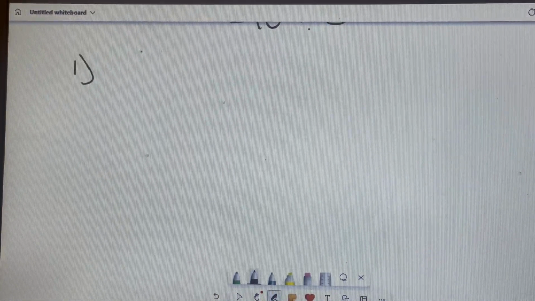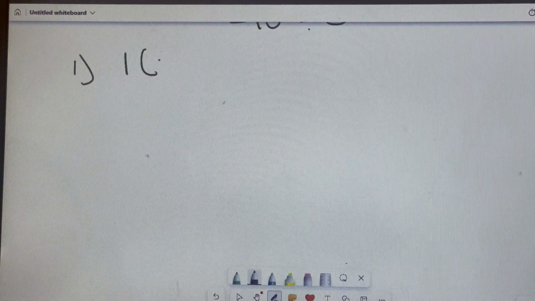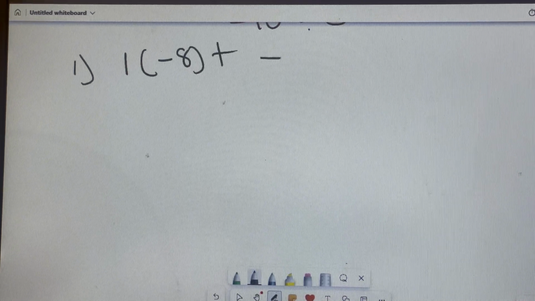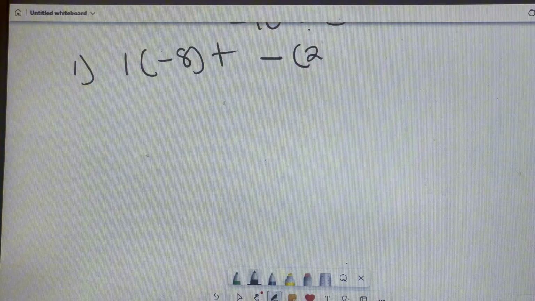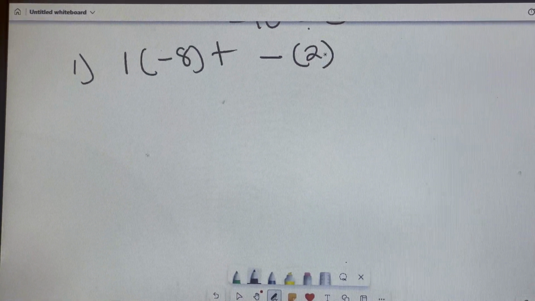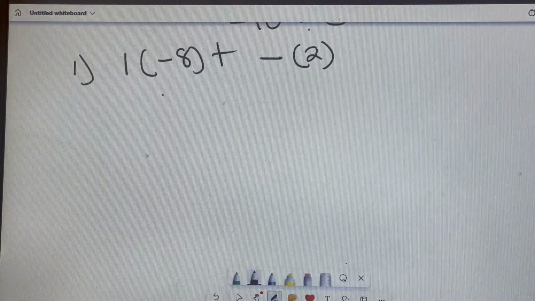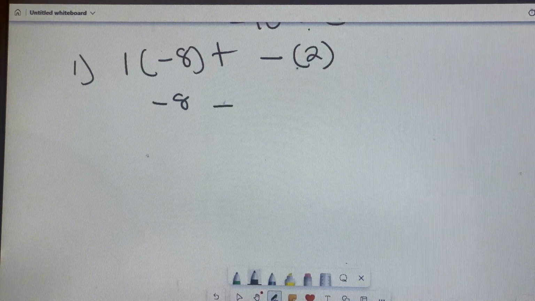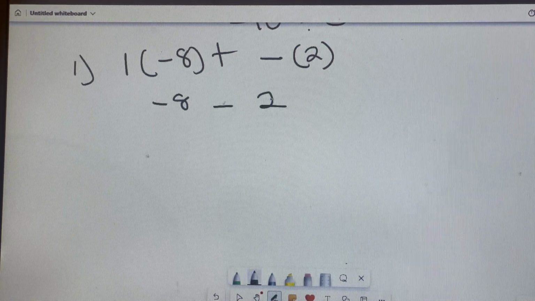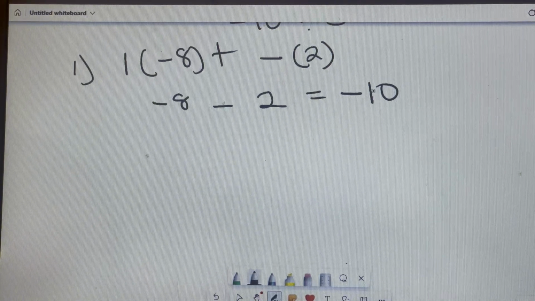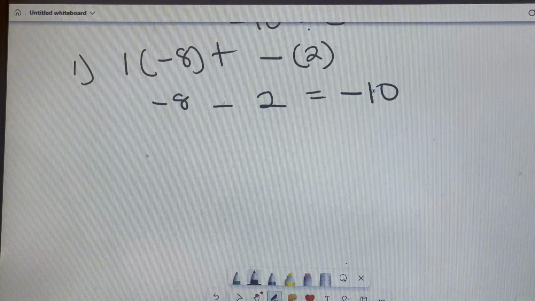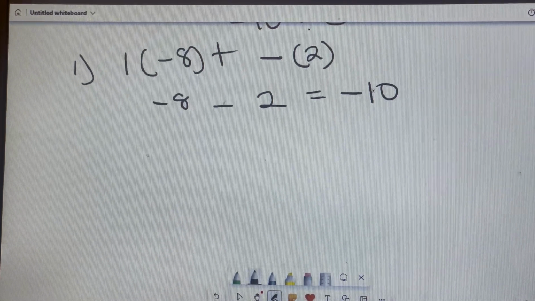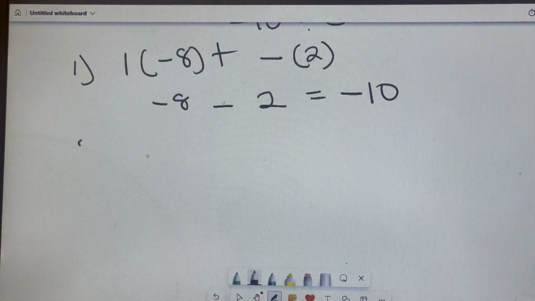Question number 1: 1 multiplied by negative 8 plus negative 2. So 1 multiplied by negative 8 is negative 8. Plus minus means minus. And you bring down these two. So negative 8 and negative 2: just add the numbers and keep the sign. That's rule number 1 for addition or subtraction. So let's do another one.